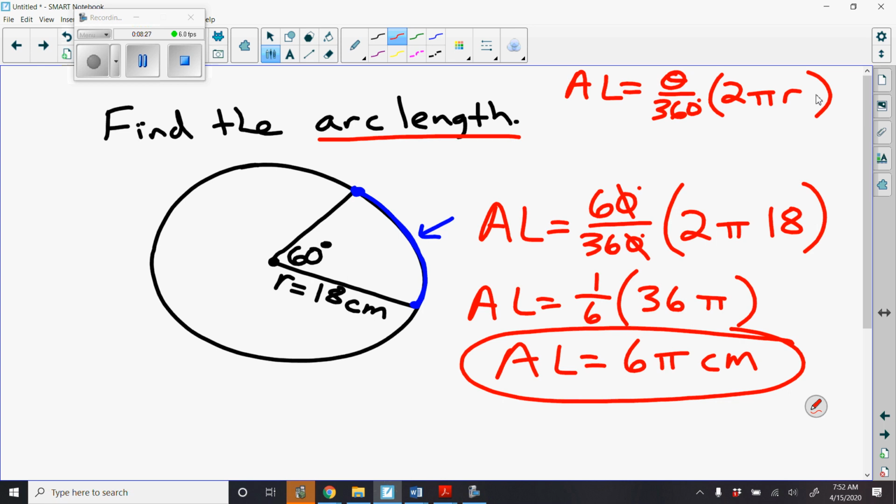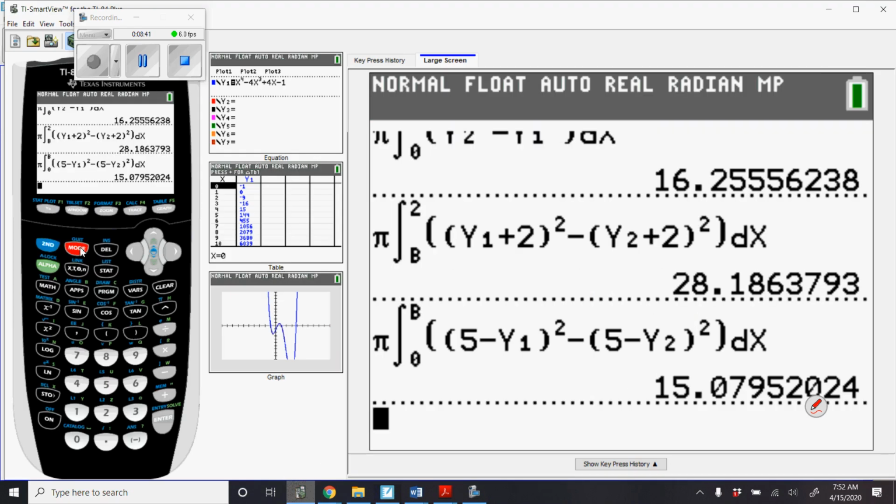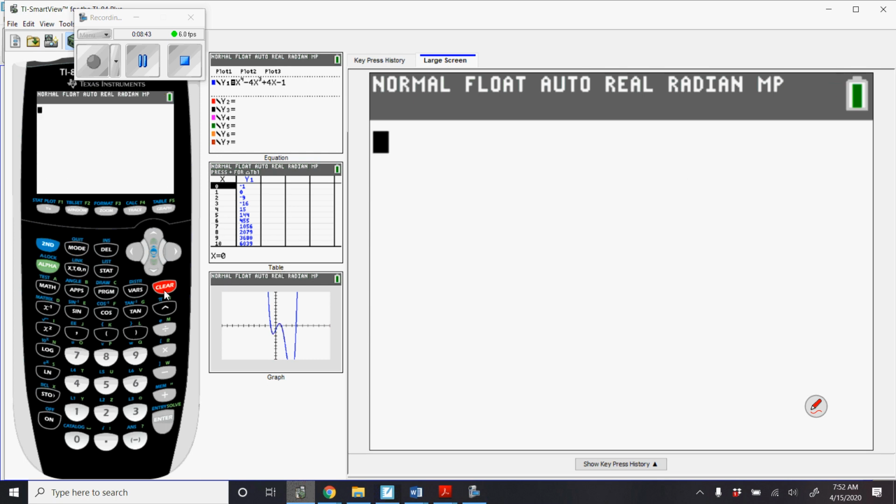And again, if you think about this answer right here, this 36 pi, that was the whole circumference. But I know I only have 1/6 of that whole circumference. Okay, to show you how to do this on a calculator, kind of like what we did a standard like this before, I like to type in everything except for the pi.